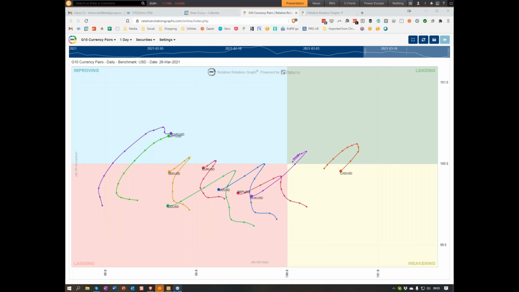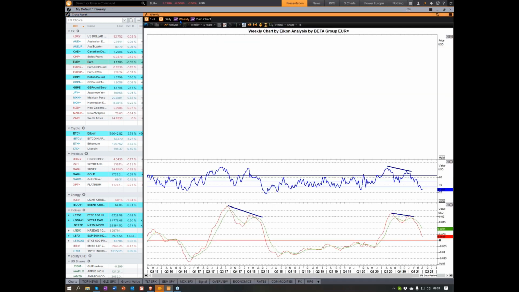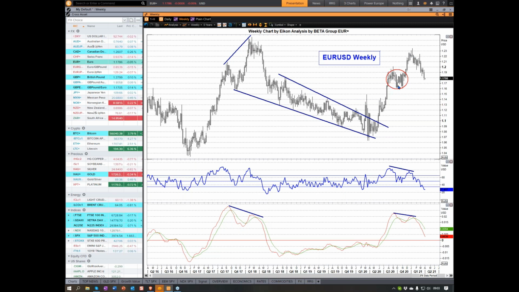So let's go now to the charts, and we'll start with the euro itself. I just want to remind you of the weekly chart. I know it's a big picture and it's probably not your horizon for trading, but we have come down hard in the euro from big resistance from 2018 into big support from the early part of last year.